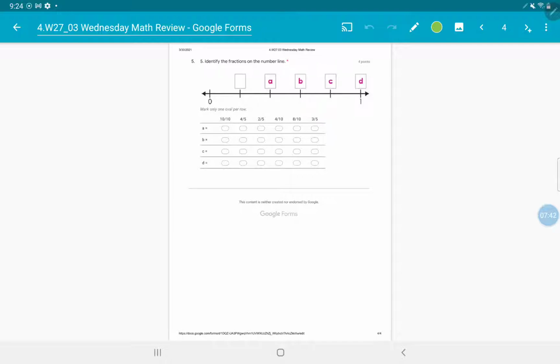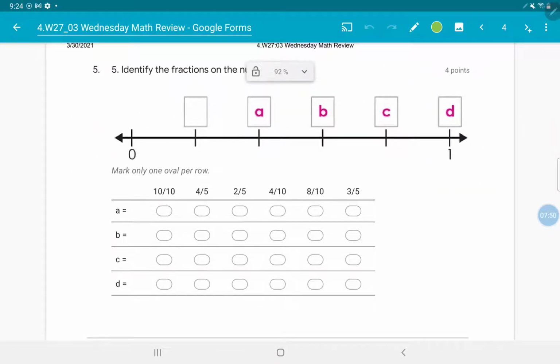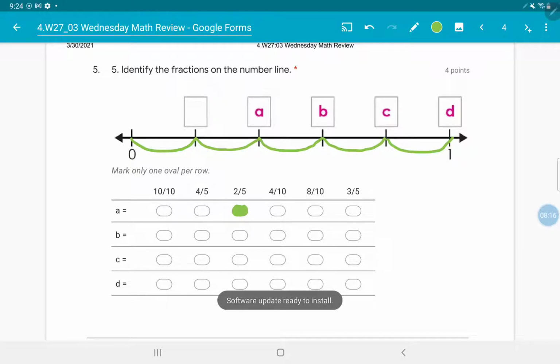All right, number 5. You have fractions on a number line. What size pieces is our number line broken into, Christopher? It's broken into fifths. Between 0 and 1, there's 1, 2, 3, 4, 5 equal parts. So what does A represent, Christopher? 2/5. What does B represent, Dylan? 3/5.